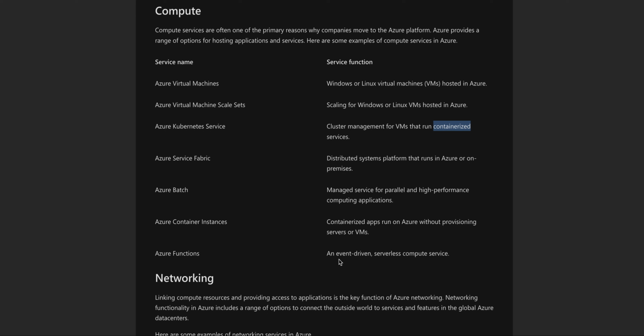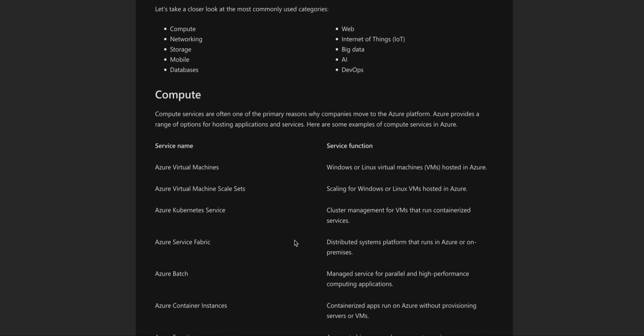This is where you can write code and run it on any platform. It could be JavaScript, Node.js, C Sharp. And you don't need to set up a server or a virtual machine to run the code. So it's a serverless computing service. So that was Azure Compute, or computing in terms of Azure.